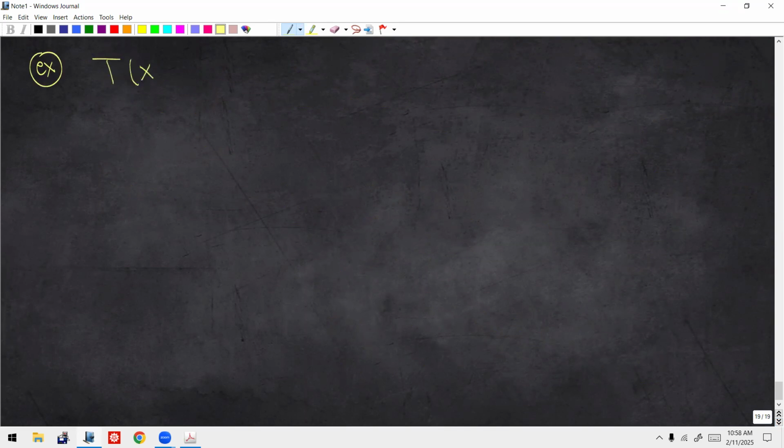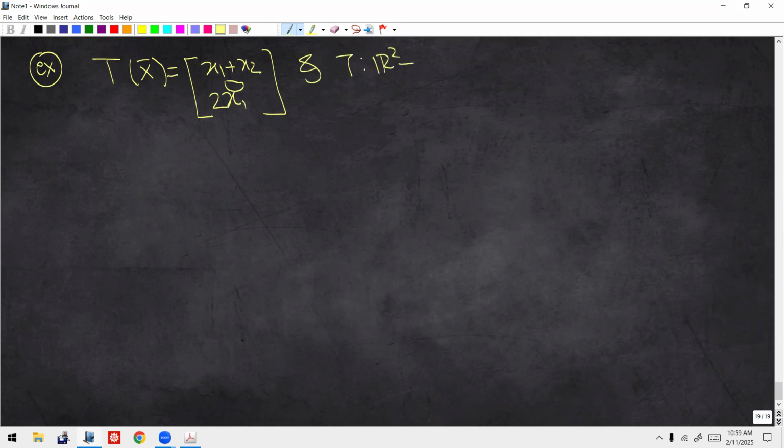So they've given us this. T of x is equal to x1 plus x2, 0, and 2x1. And T is going from R2 to R3, and they've asked us, is T a linear transformation? Okay, that's what they've asked us. All right, so let's do that. Let's do the same thing.